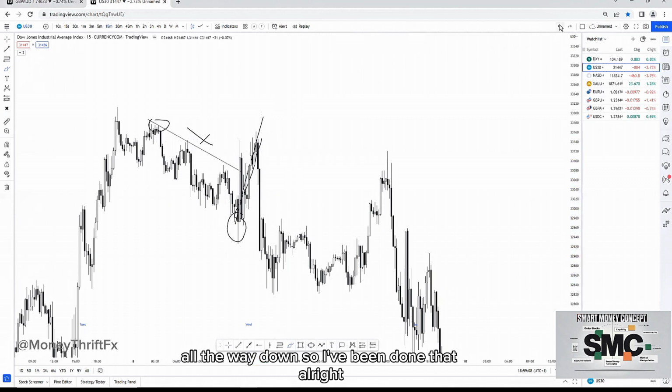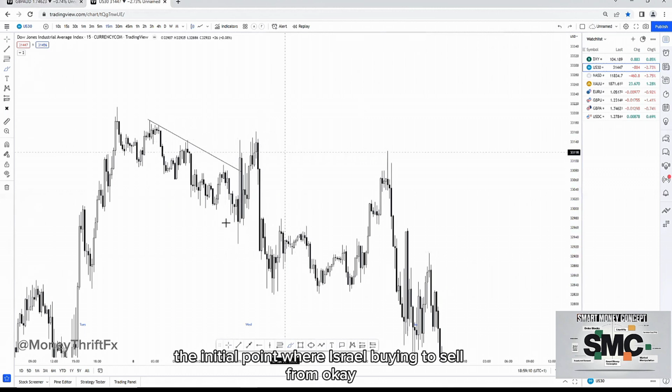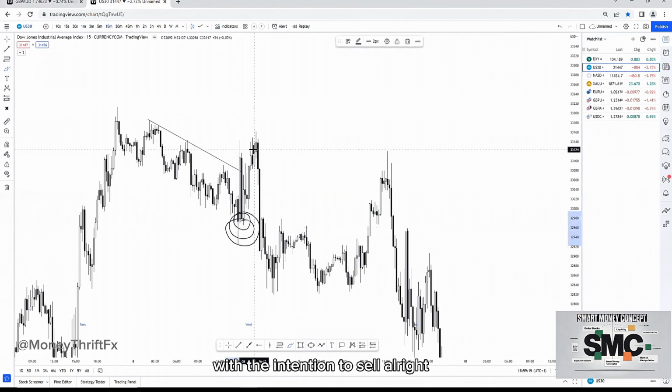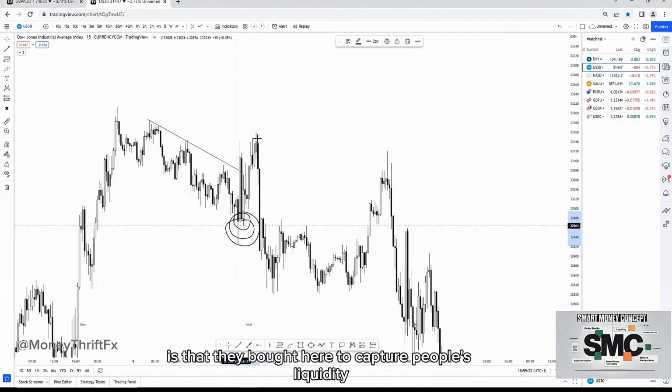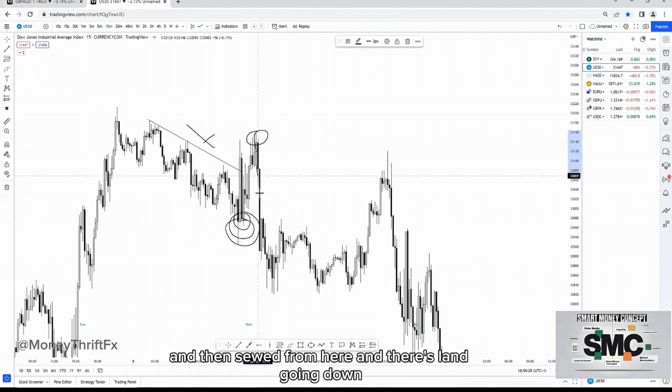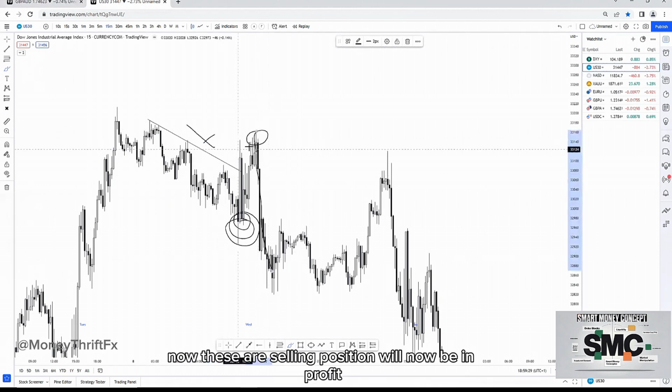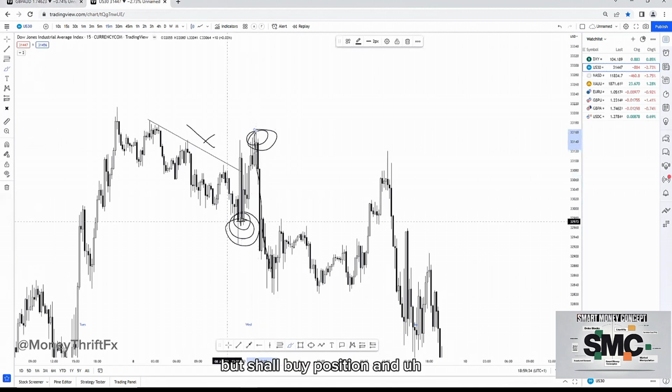So having done that, the initial point where they started buying to sell from, they bought from here with the intention to sell. Since they bought from here, they will not close this buy position immediately. So what price does is that they bought here to capture people's liquidity and then sold from here and started going down. Now their selling position will be in profit, but their initial buy position they entered to capture liquidity will now be in loss.